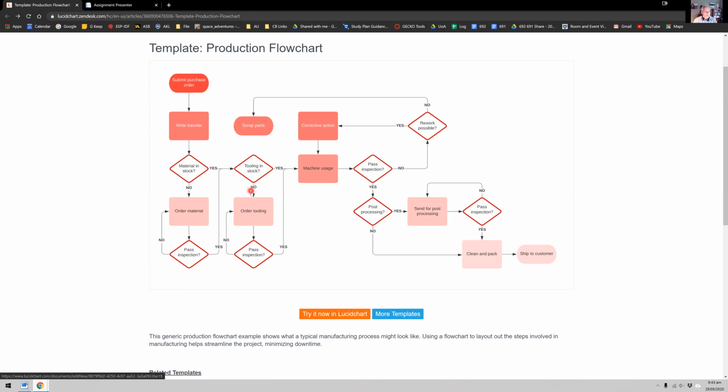Do we have this tooling? No, then we have to order the tooling. And when it's come in and again passed inspection in the inspection and test department, it would go on and be machined. So after it's been machined, if it failed inspection, then we would decide whether it could be reworked.